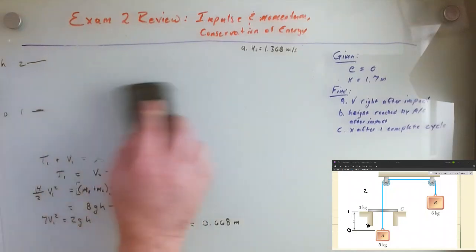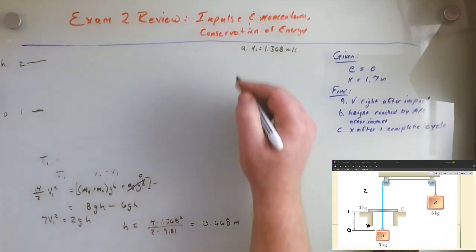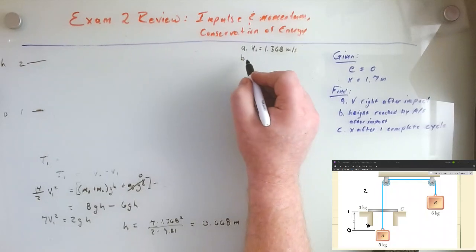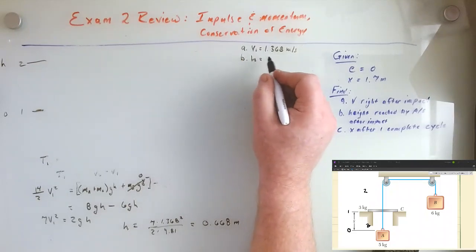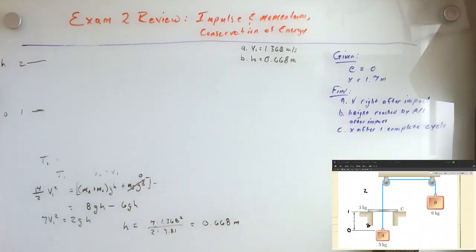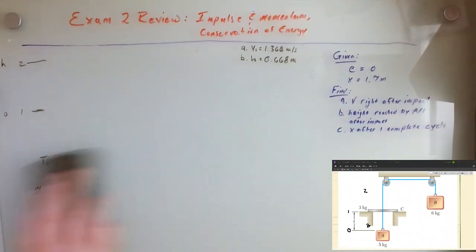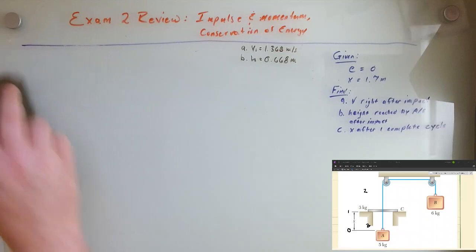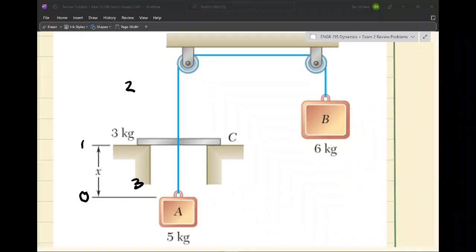Alright, so let's write this up here. We have B. Okay, H equals 0.668 meters. Alright. So we're at position 2. And let me just blow this up again so we can look at it for a second. Alright, so we're at position 2, and we're going to come back down, and then we're looking for position 3.